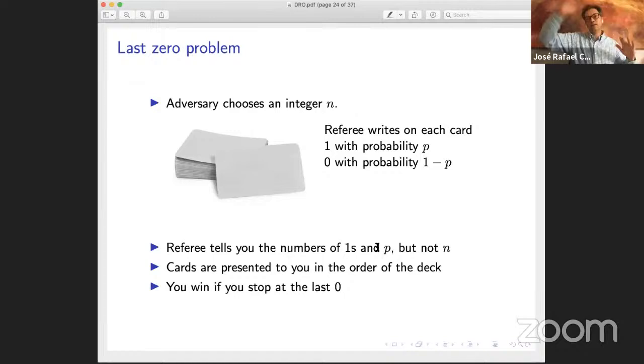So n is the increasing sequence. Your ones are your samples, and the zeros are the values you did not sample. You don't know how many zeros there are. You just know how many ones there are, the increasing part of the sequence. And you want to stop at the last zero.